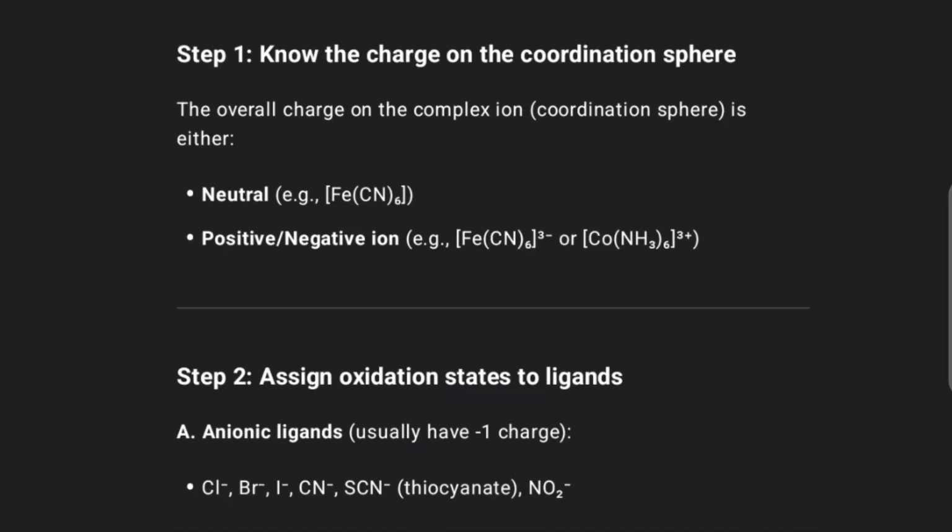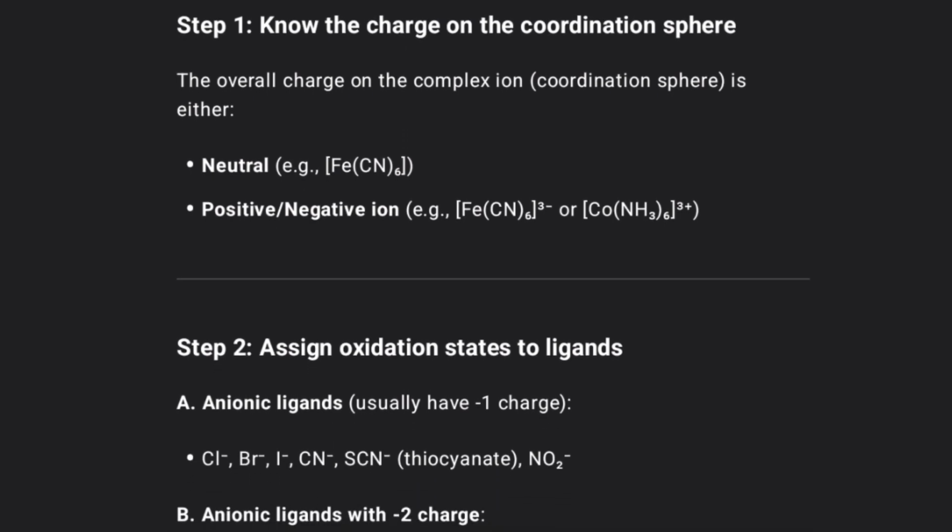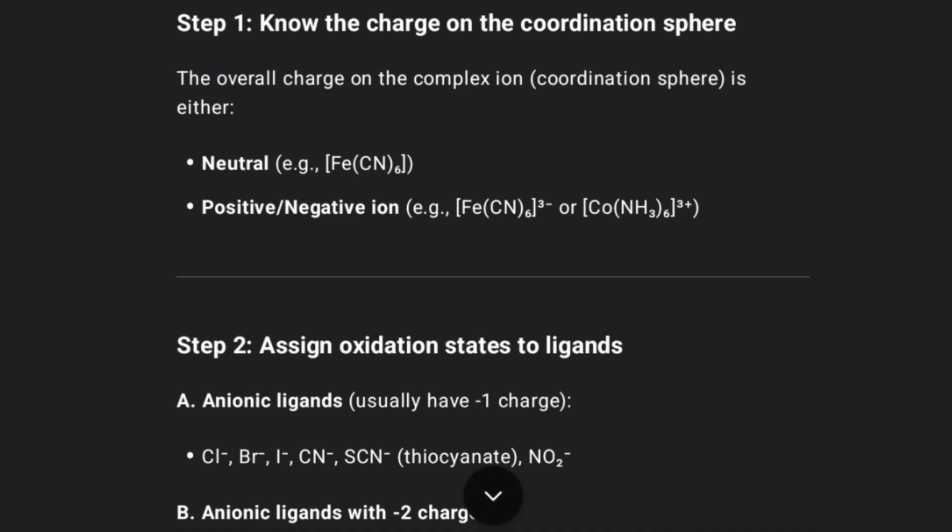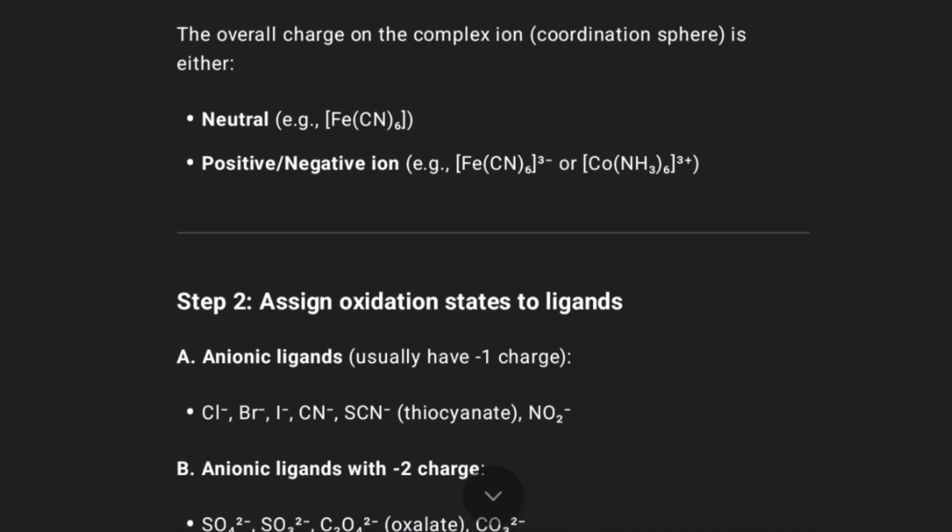Oxidation state in coordination compounds. To calculate the oxidation state of the central metal in coordination compounds, follow this general process. Step 1. Know the charge on the coordination sphere. The overall charge on the complex ion is either neutral, e.g. Fe(CN)6, or a positive or negative ion. Step 2, assign oxidation states to ligands.